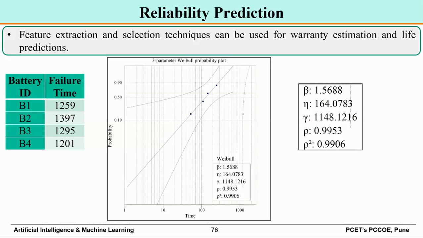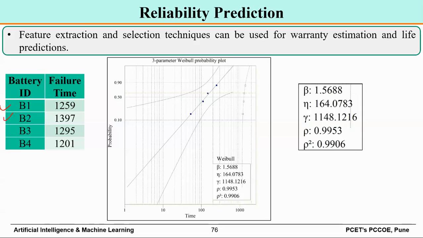So do not deviate. Try to understand the example, but do not deviate from feature extraction and feature selection. So in this particular reliability prediction example, what we did, we have four batteries B1, B2, B3, B4, and we test these batteries in the laboratory for their life. So, how to express the life of a battery?